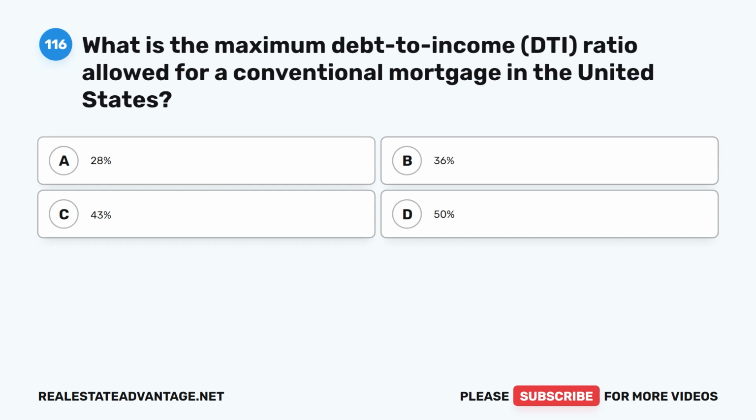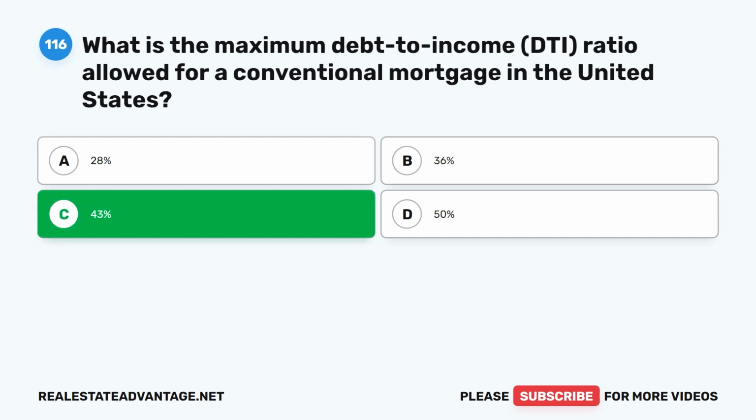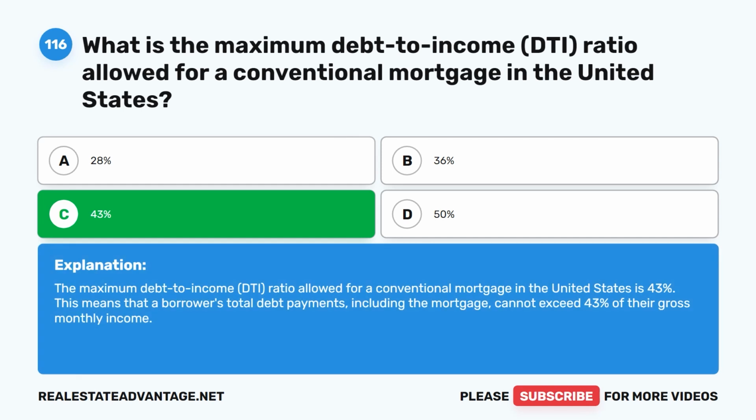Question 116. What is the maximum debt-to-income (DTI) ratio allowed for a conventional mortgage in the United States? A, 28%. B, 36%. C, 43%. D, 50%. The correct answer is C, 43%. The maximum debt-to-income (DTI) ratio allowed for a conventional mortgage in the United States is 43%. This means that a borrower's total debt payments, including the mortgage, cannot exceed 43% of their gross monthly income.